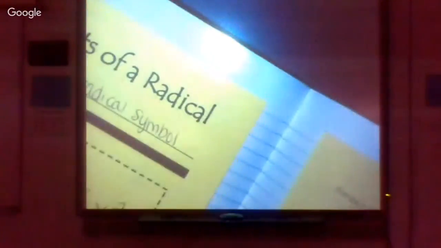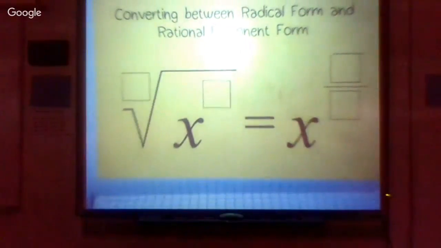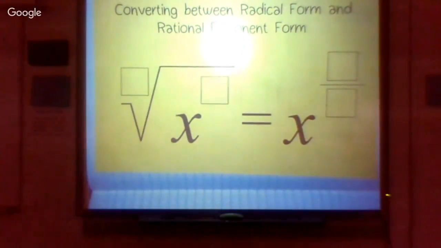All right, one more page, and then I've got an around the room activity we're gonna do. Here you go with the room activity. Converting between radical form and rational exponent form. So any radical, we can get rid of that radical symbol and turn it into an exponent.